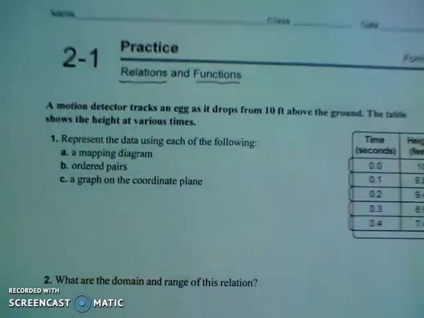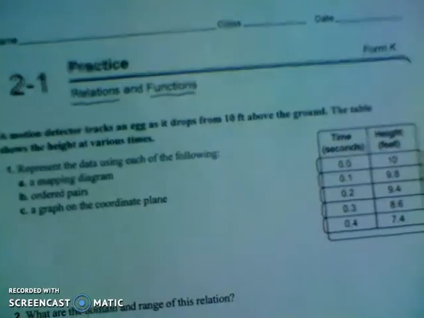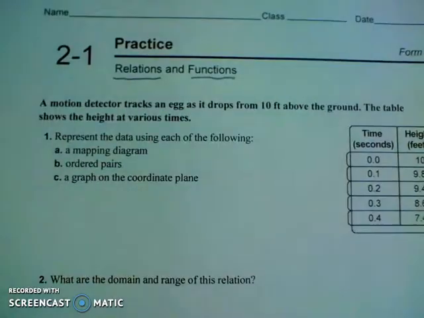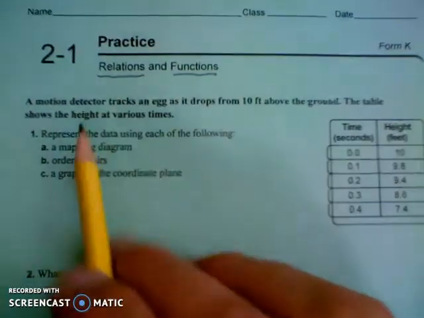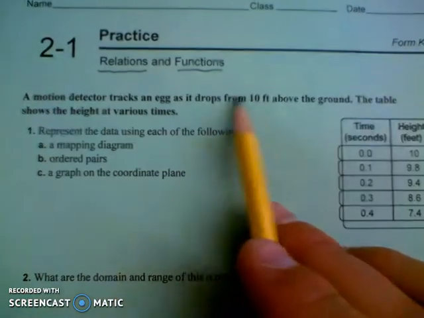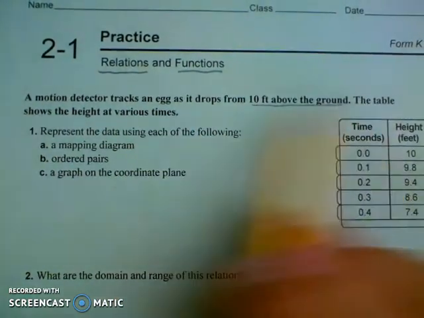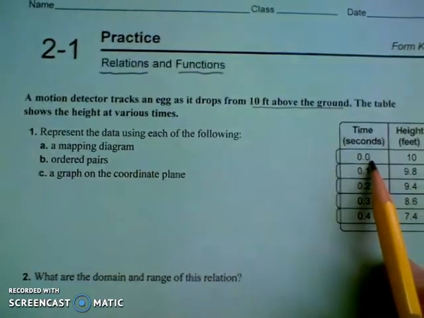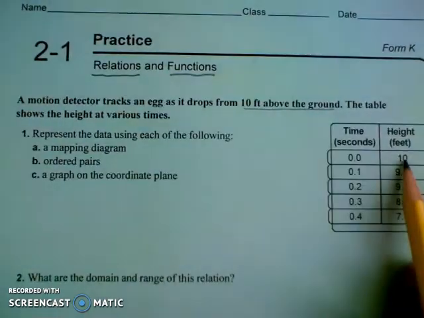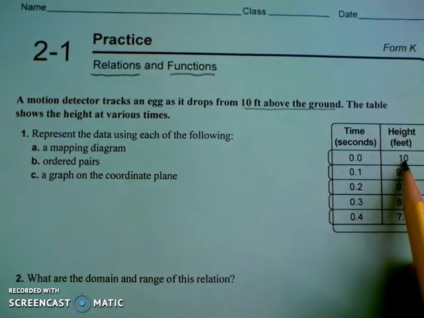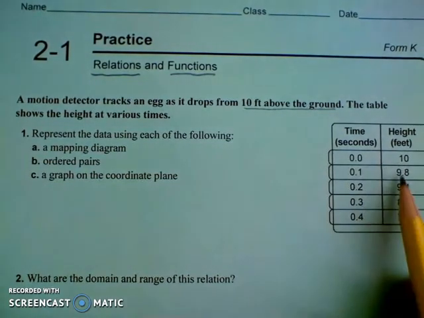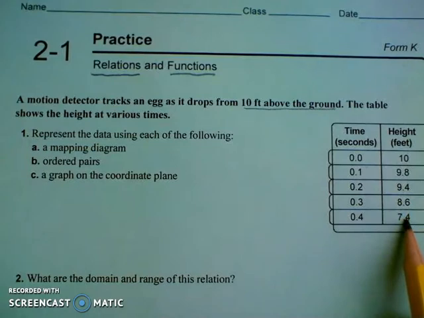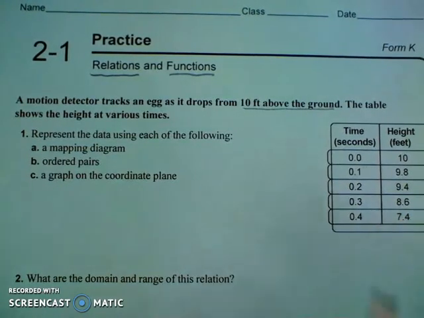And so there's 3 ways to do this, and we'll teach you all 3 ways in this little exercise right here. A motion detector tracks an egg as it drops from 10 feet above the ground. The table shows the height at various times. So here it is. The time is 0. It's dropped at 10 feet. And these are tenths of a second, so you can see how it goes down. So this is the table.